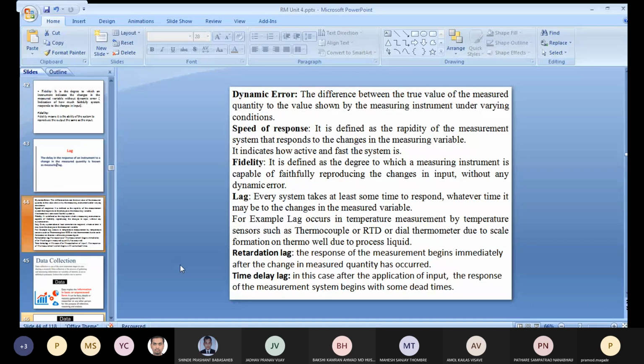Clear? So this is the second beat of the fourth unit we have just completed, that is the static and dynamic characteristics of the instruments, and it is totally related with the instrument we are learning as a researcher.